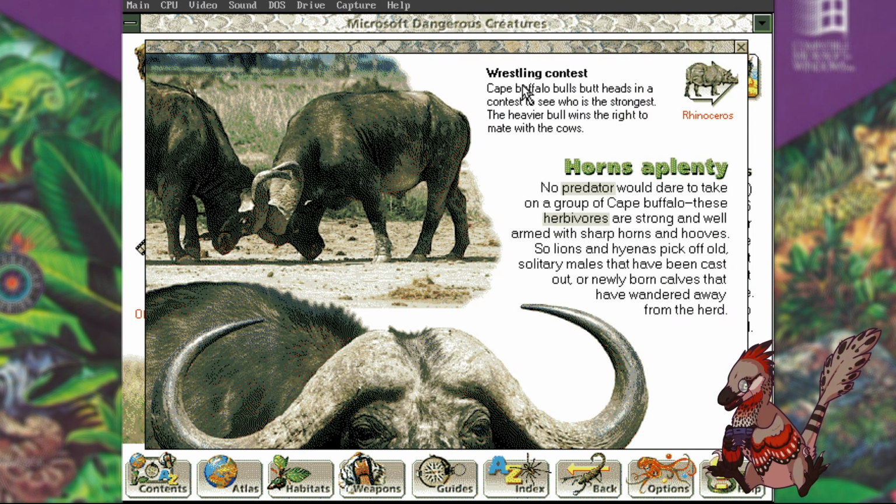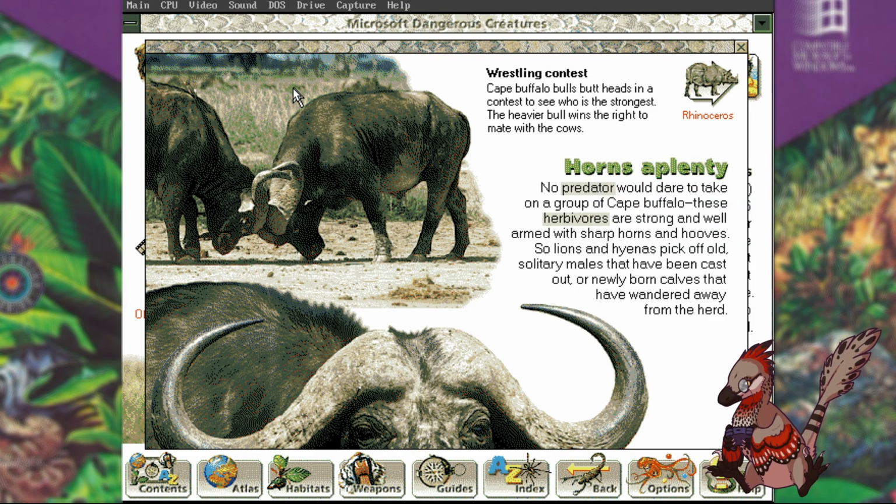Horns aplenty. Sharp horns and hooves scare predators away from the Cape buffalo. Wrestling contest. Cape buffalo bulls butt heads in a contest to see who is the strongest. The heavier bull wins the right to mate with the cows.